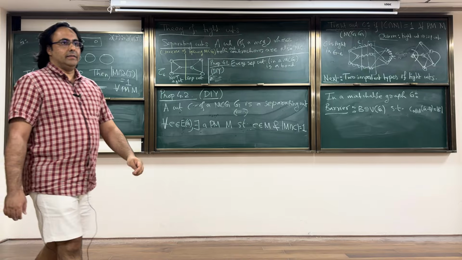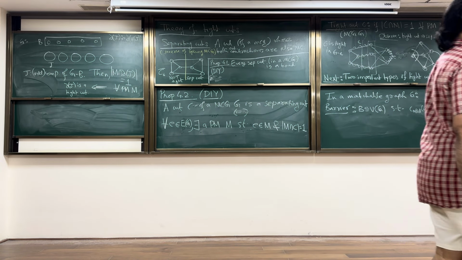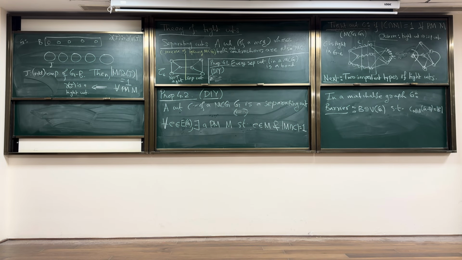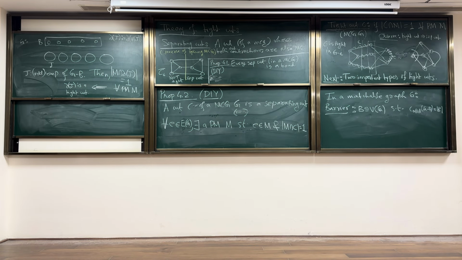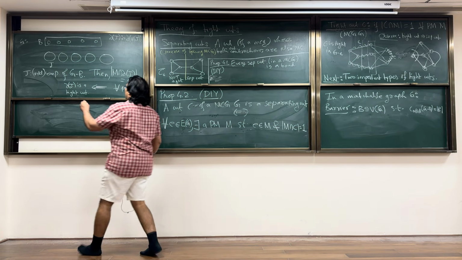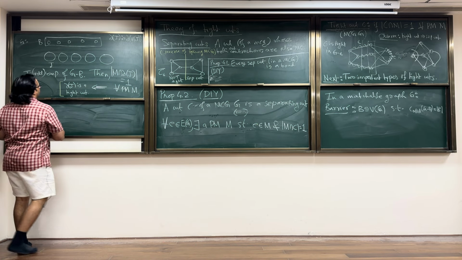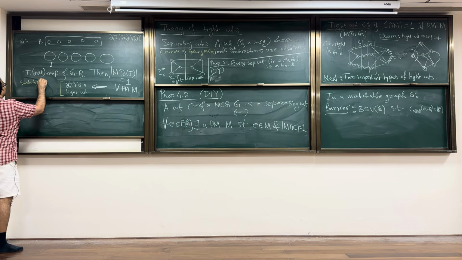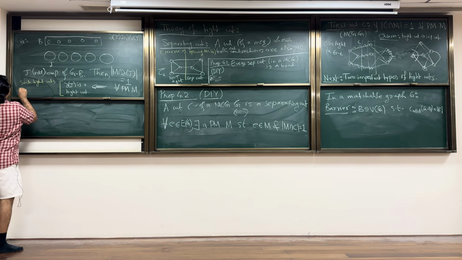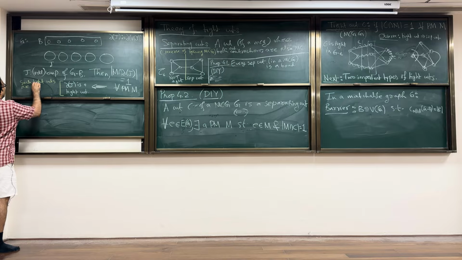Tight cuts that arise in this manner, they are called barrier cuts. If for a tight cut, I can find a barrier for which this tight cut would become a barrier cut, I will call this a barrier cut. Right? So, this is the definition. Such tight cuts are called barrier cuts.